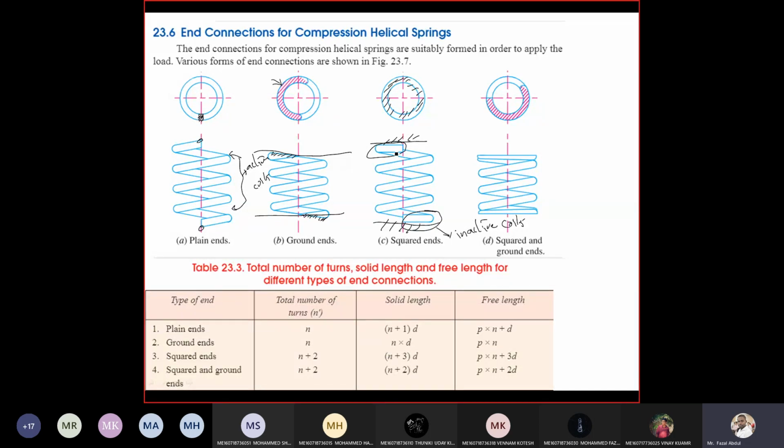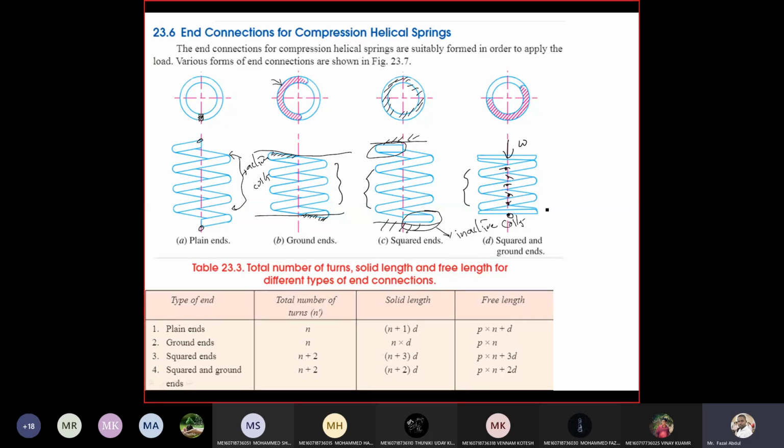Okay, so these bottom and top coils are known as inactive coils, and the middle portion of the coils are known as active coils. Because whenever we apply the force here, the load is going to transmit from the top to bottom. Because of vibration of these active coils, the load is distributed from this spring to this spring, and from here to here, and here to here. Finally, it reaches here.